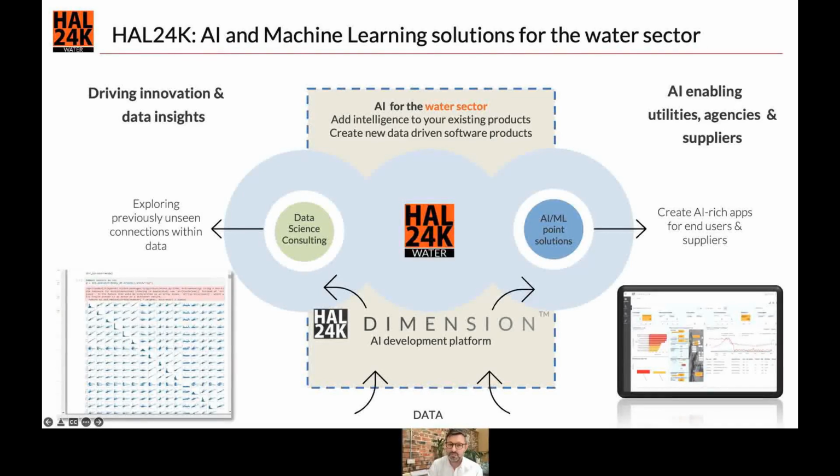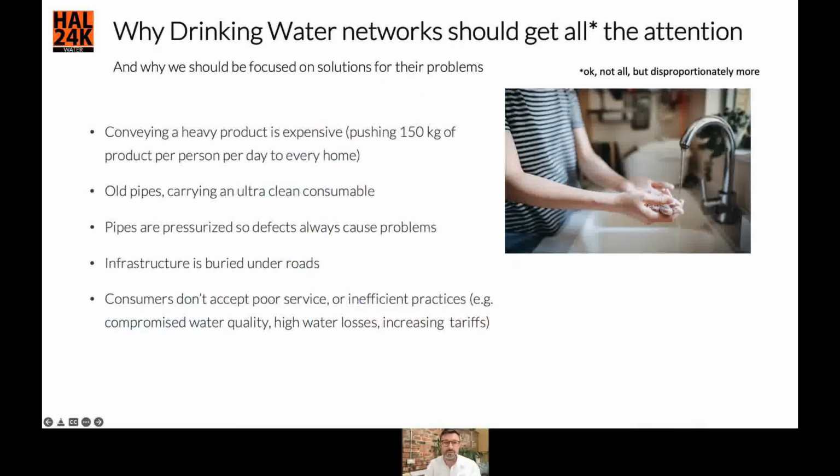So we do a lot of software development. We create a lot of applications that incorporate the AI, the machine learning, the data science effectively that we work with. So that's just 10 seconds, maybe that's 20 seconds about us and why I'm here today talking about AI in water. So let's get back to water itself.